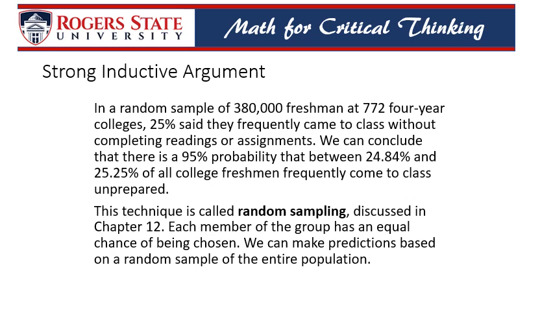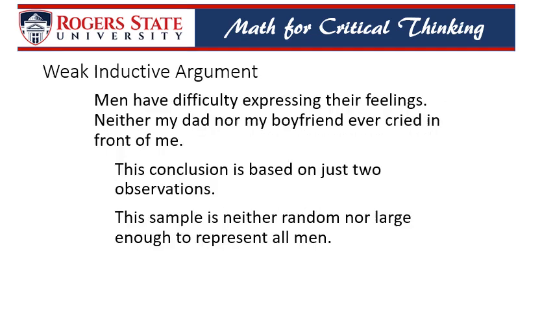We're going to talk about that when we get to statistics. But basically what it means is that everybody in the group has a fair chance of being chosen. And we can make predictions based on this random sample. So we sampled 380,000 freshmen, and we found that 25% said, I come to class without doing the work I'm supposed to be doing before I come to class.